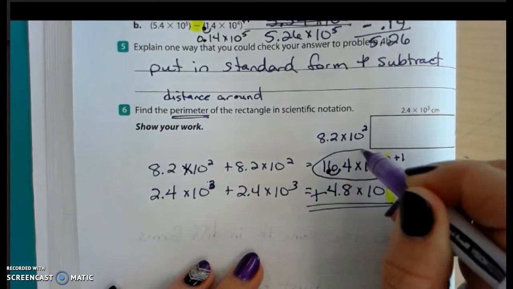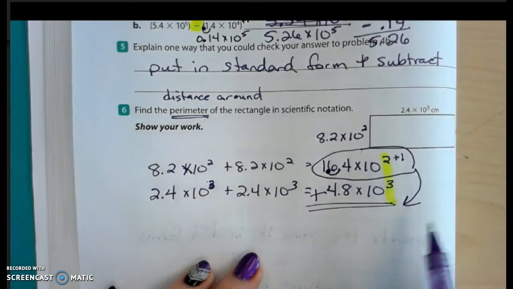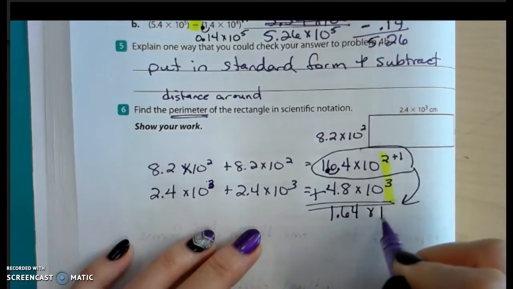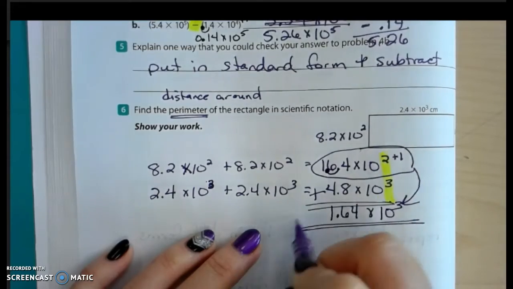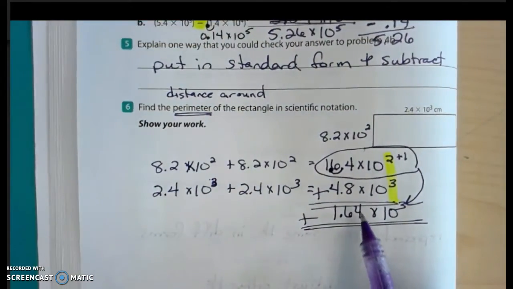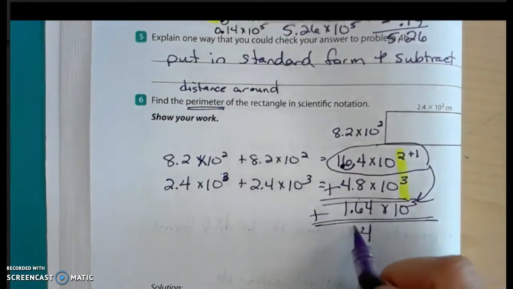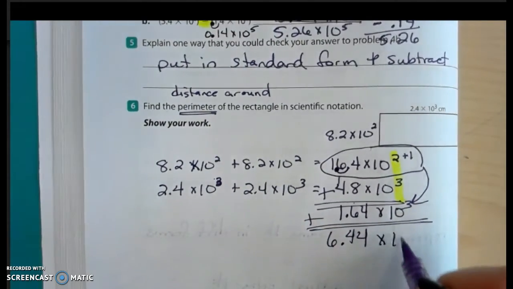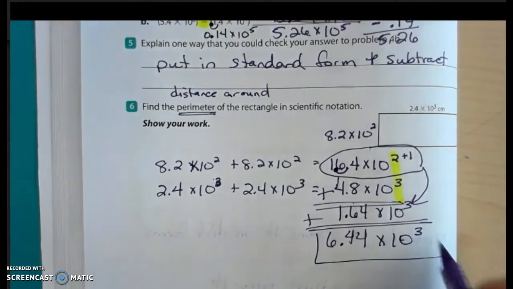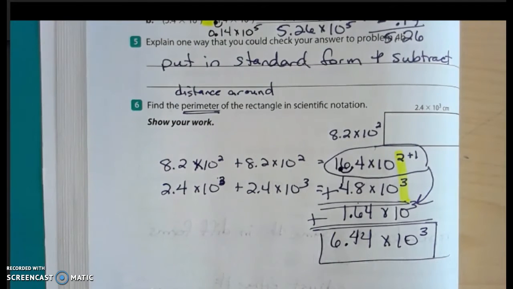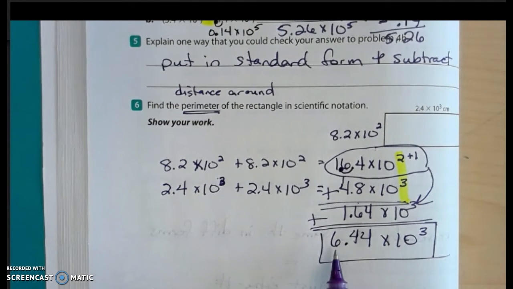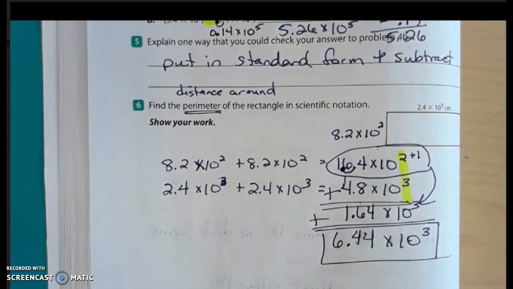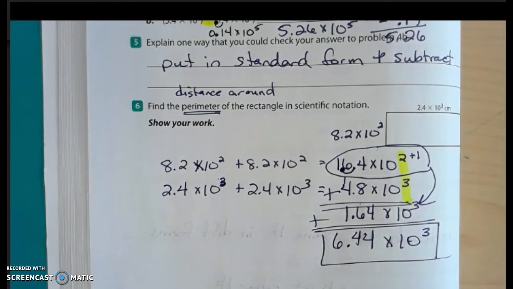Now, just so you can see it a little cleaner, I'm going to restack this. I'm going to move the 1.64 times 10 to the third below. And now I'll add. I've got 4, 8, 10, 14, and 6. 6.44 times 10 to the third. I will double check my scientific notation. I have one digit to the left of the decimal, so I'm in good shape. 6.44 times 10 to the third.